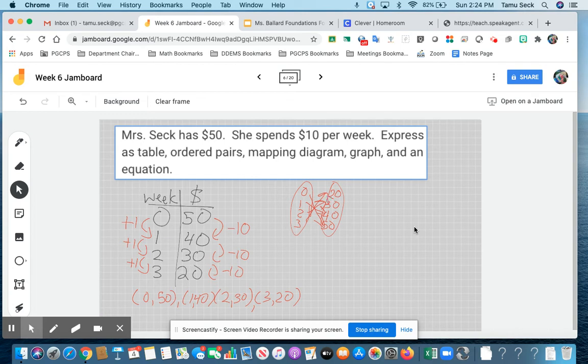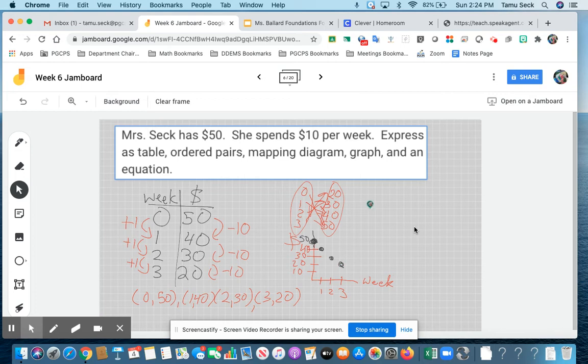Now, as a graph, we're going to skip count by tens on the y-axis. Remember to label these in words. Oh, I should have gone to 50. (0, 50). Okay. Now write it as an equation.